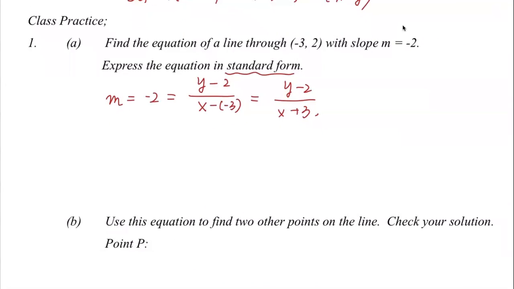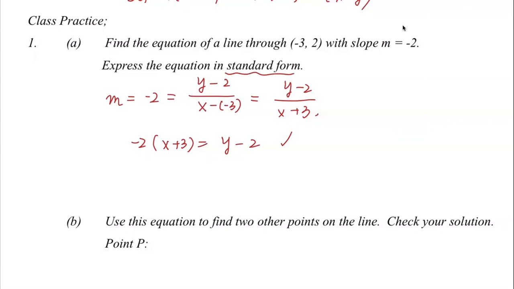We multiply x plus 3 to both sides of the equation. Now we have -2 times (x plus 3) is equal to y minus 2. So if the question asked you to find the point slope form of this straight line, then you're done in this step. I repeat, if the question asks to find the point slope form of the straight line, then at this point, you're done.